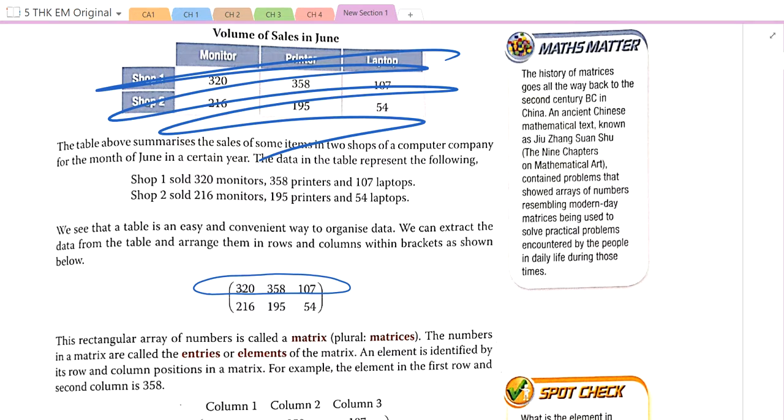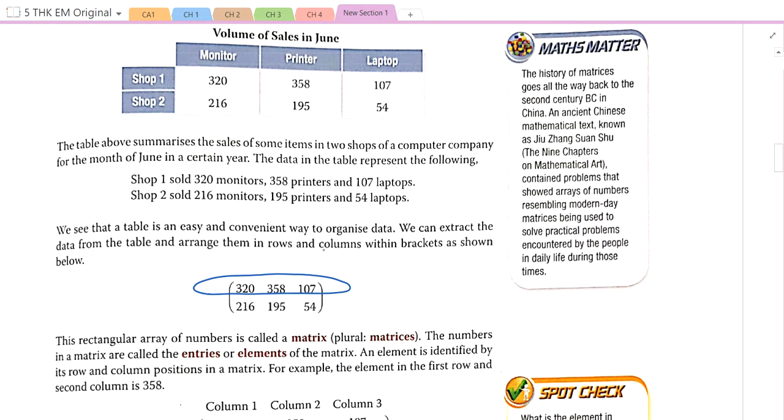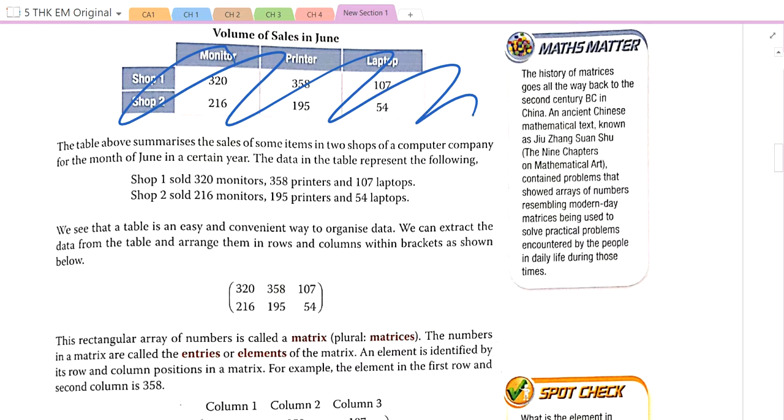Now that we know the story, what is the relationship for the 3 numbers in a row? They are from the same shop 1, right? What about the information in this row? They are all from shop 2. Then we also know that the numbers arranged in columns also have a meaning. If I didn't tell you all this information, we don't know what the numbers represent. But now we know the story.